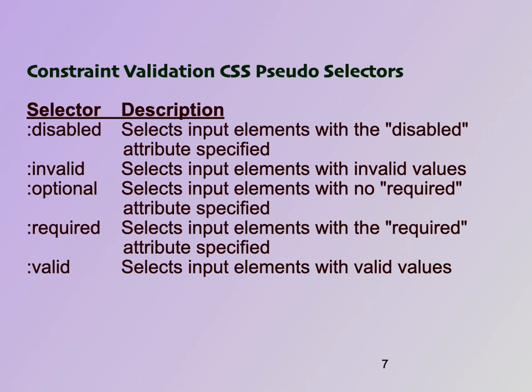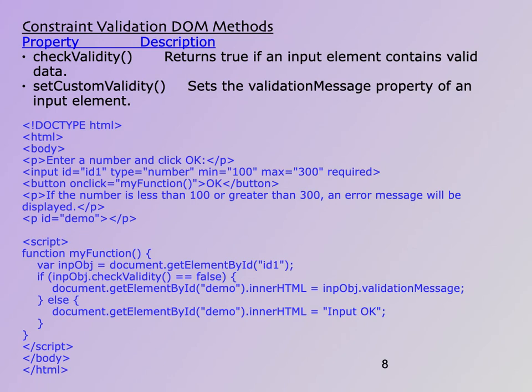The next thing is with respect to DOM methods. The constraint validation DOM methods are checkValidity and setCustomValidity. The checkValidity method returns true if an input element contains valid data. The setCustomValidity method sets the validationMessage property of an input element. We will see an example now.